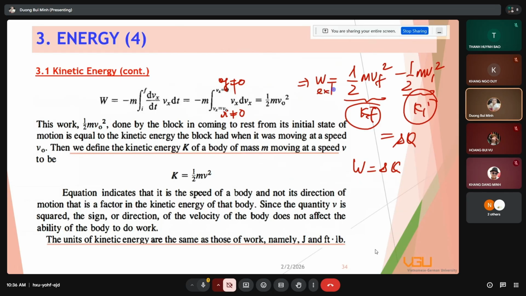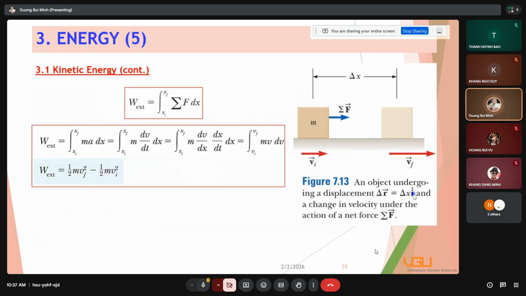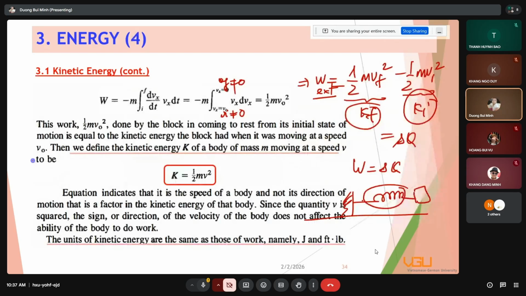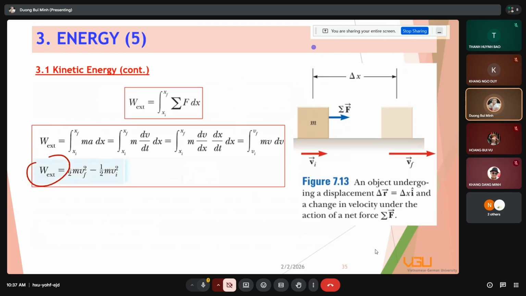This is work external, right? Work external. Remember, work external means the work done by the external force. Okay. So for the system, for example, we have the spring, right? So we have the work done by the spring and the work done by the external force imparted on the objects. Okay. Remember that. I just mentioned here.